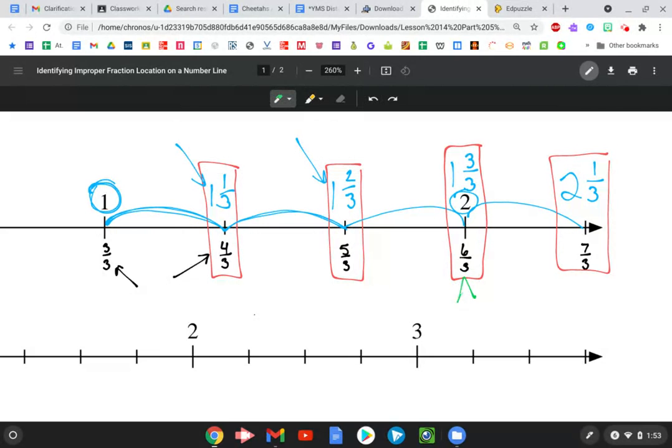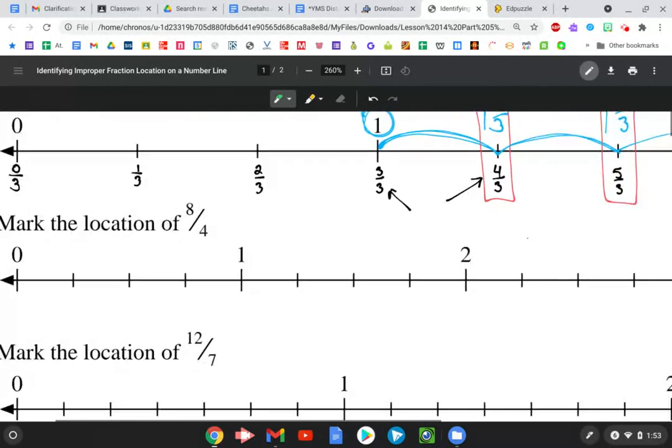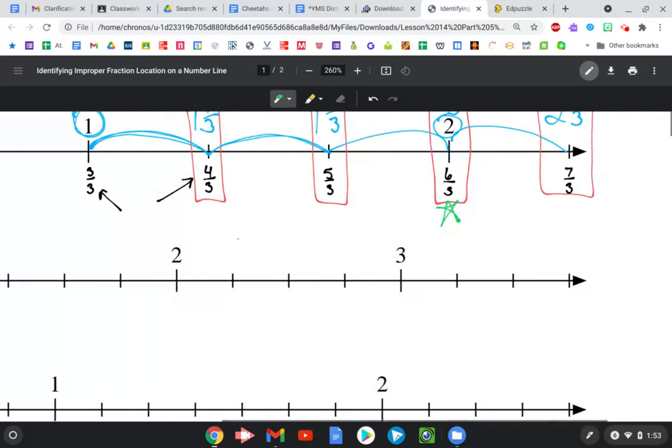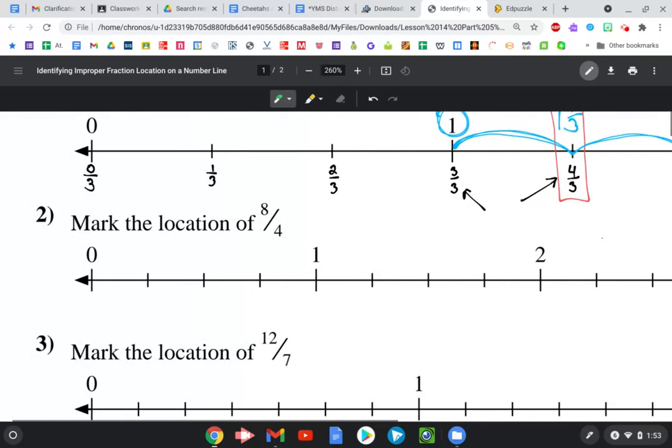There we go. A green star. All right. Now let's look at the next number line. The next number line also goes way past 1. This one goes all the way to, well, past 3. So the first job is to figure out the fractional names for these pieces.